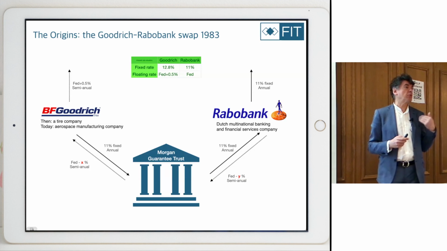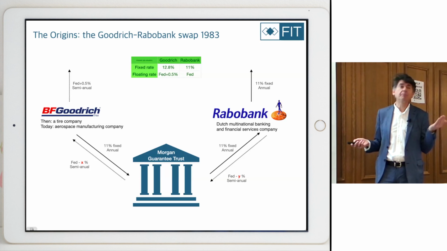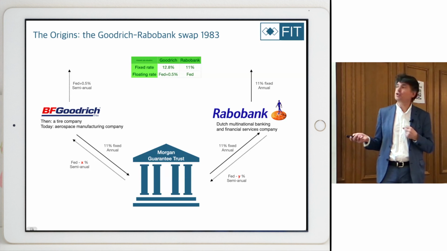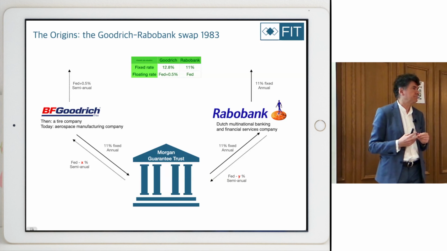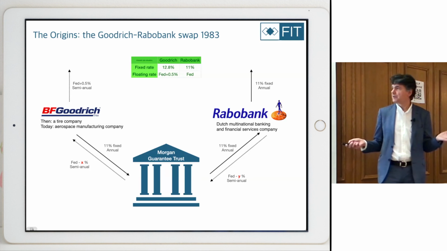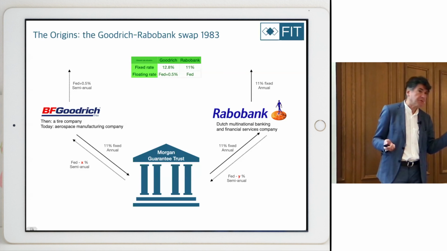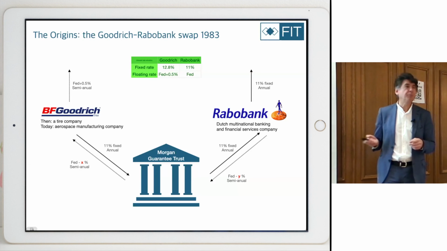A credit default swap would be the equivalent of an insurance company policy. Imagine that Morgan could buy insurance against Goodrich and against Rabobank defaulting. Imagine that. Then, assuming the insurance company does not go bankrupt, you know how to price X and Y.